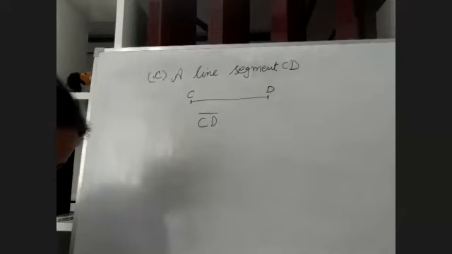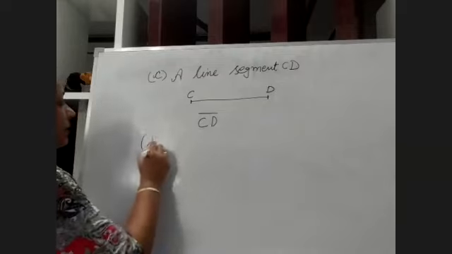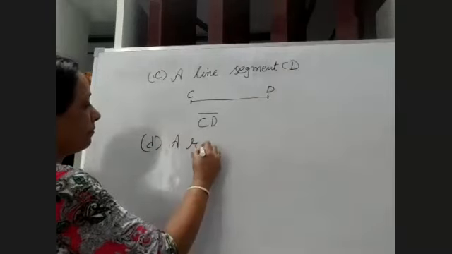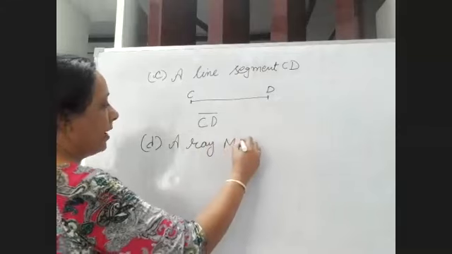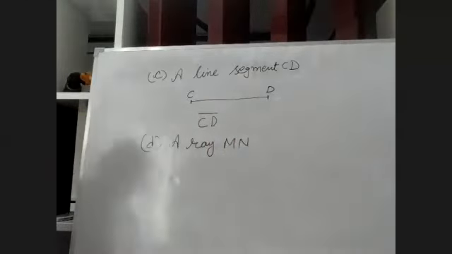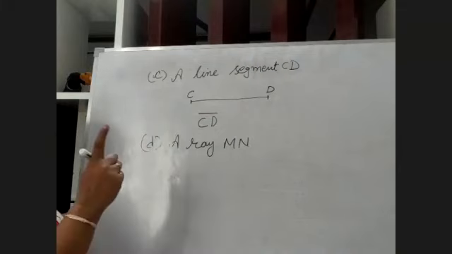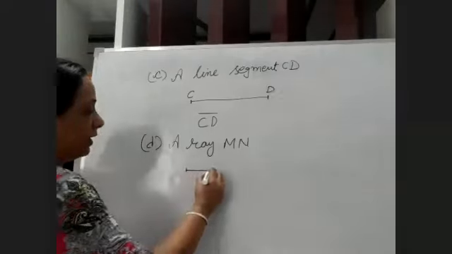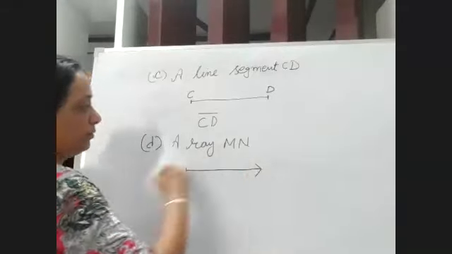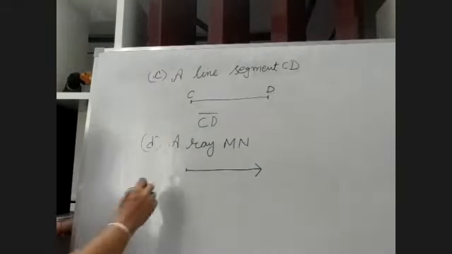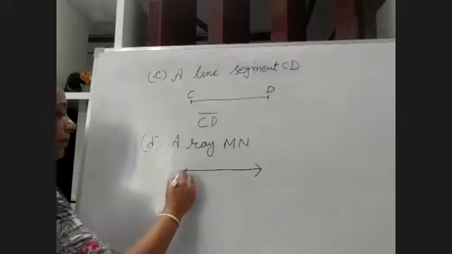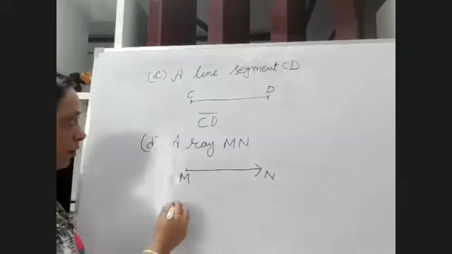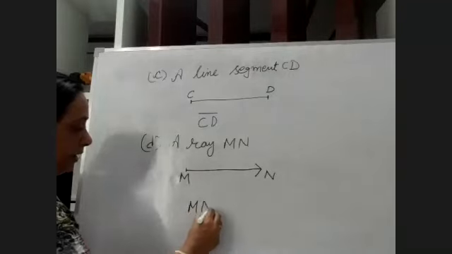Yes, friends. Last question, last part, part D. Draw a ray MN. Again, students, with the help of scale, first we take a point, the initial point, then with the help of scale, draw a line and put an arrow. This is the ray M and N. Now name it ray MN.